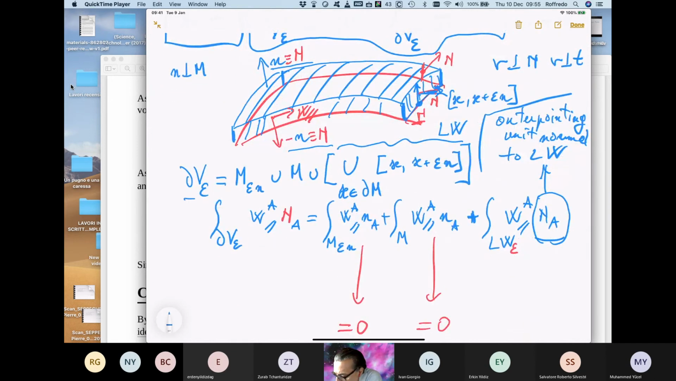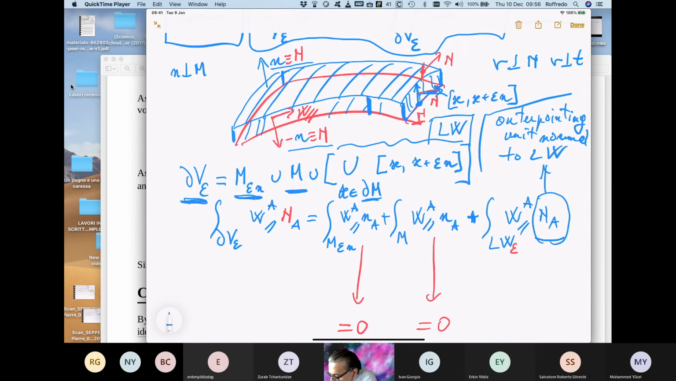So the boundary of V epsilon is made by M epsilon n, the surface translated by epsilon, M, the surface from which we started, and the union of all these segments. So I have x on the boundary of M, and I built all these segments. Okay, we will call this the lateral wall.